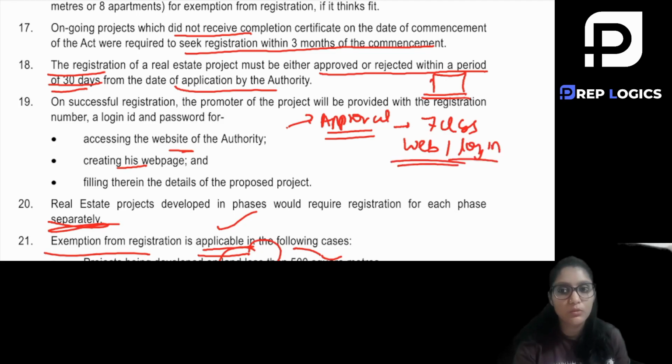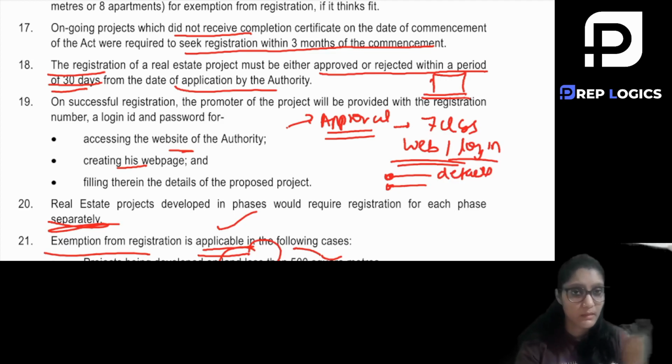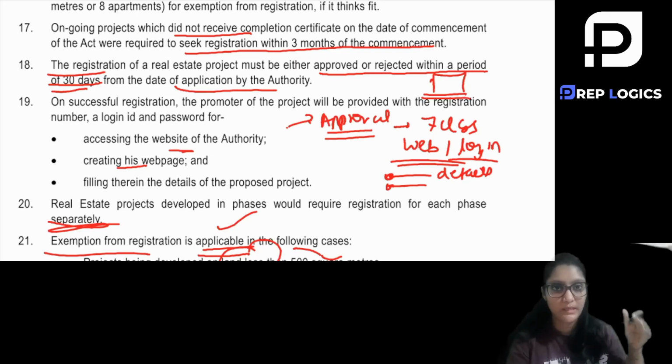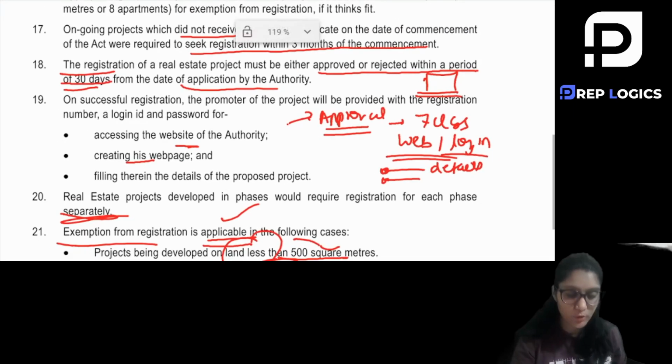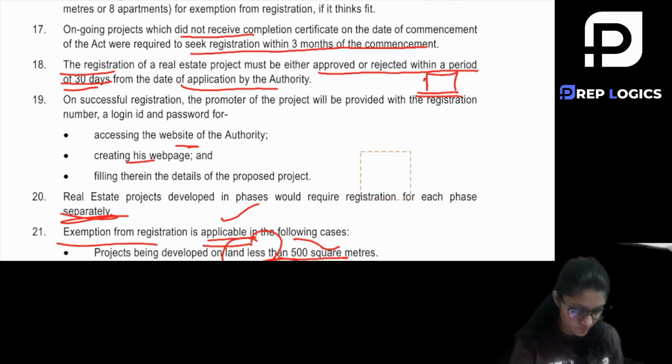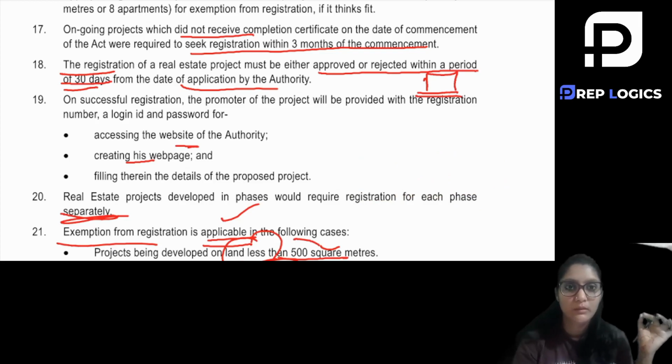What will the promoter do with this website and login ID? He will mention all the details in there. All the details that okay, this is how I am going to build the building. I have already told you, like a balcony here, a veranda there, and then a window here, a gate there. So like this, layout plans etc. He will mention it all in the website.